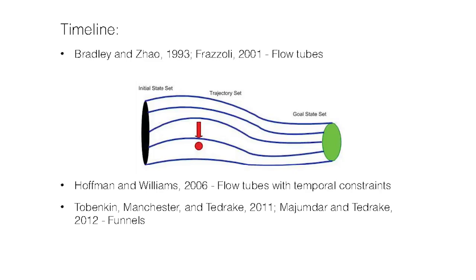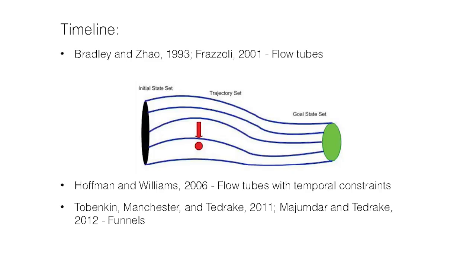So earlier, Bradley and Sao and Frazzoli came up with this concept of flow tubes. It's a way of representing reach sets, and you will learn more about this later from Gerard. What a flow tube basically is, is that you have a set of initial states and you have a set of goal states. So a flow tube is like a combination of all the possible paths that can take you from any point in the initial state to any point in the goal state. So this is representing all possible places you can go. So earlier, you search for these flow tubes to find a path for your motion planning.